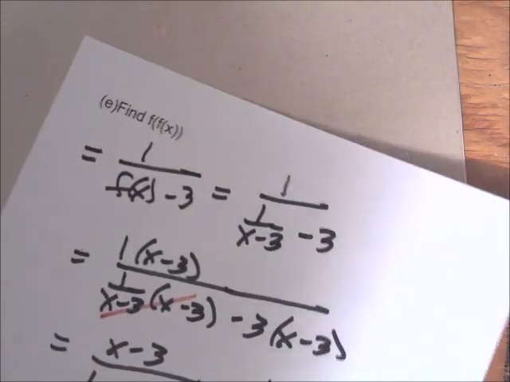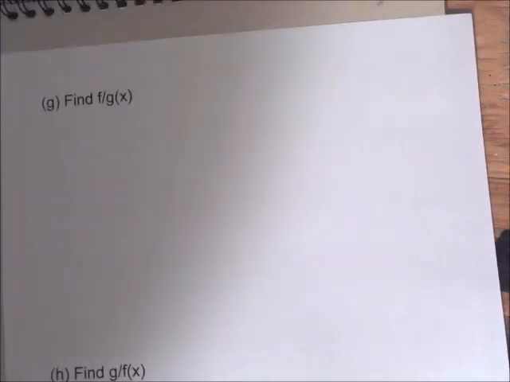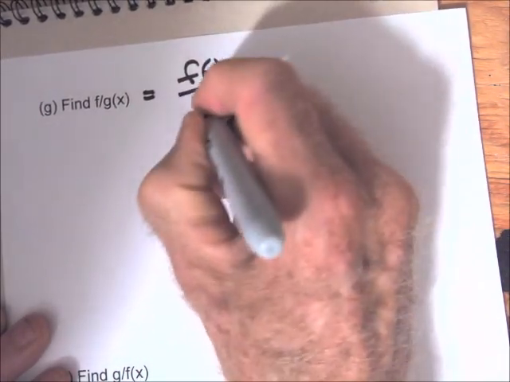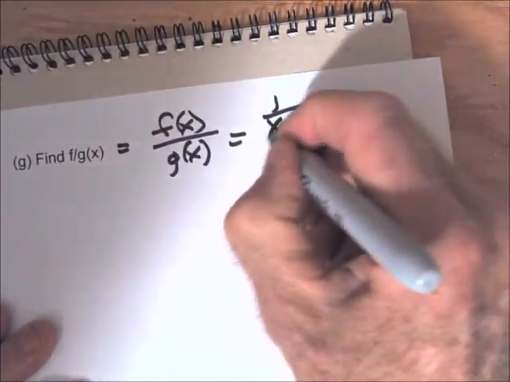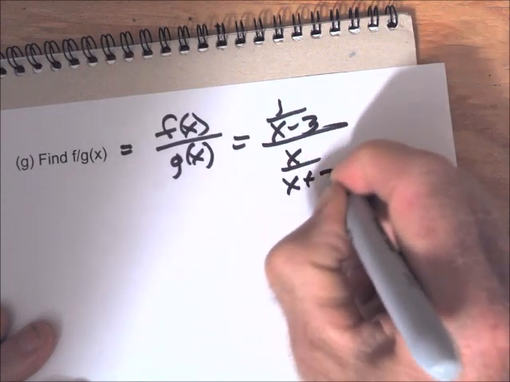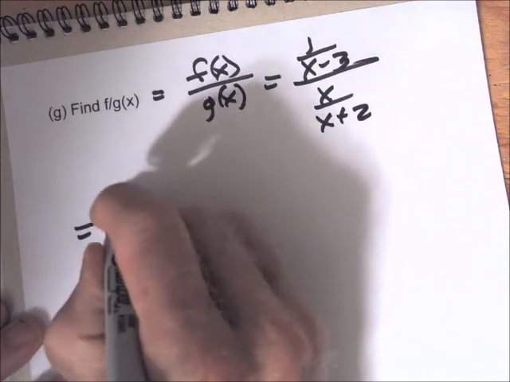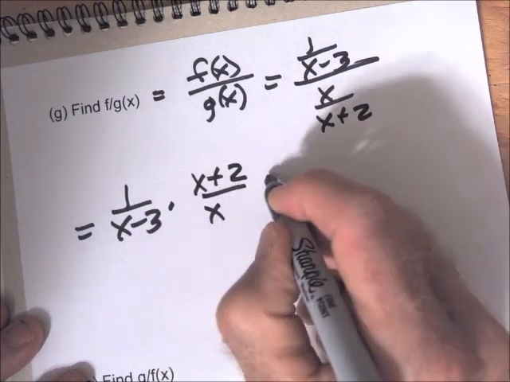We can also subtract two functions. We can multiply two functions. I won't go over all of these operations, but division is maybe a little bit more challenging. f divided by g of x, so that's going to be f of x divided by g of x. So it's going to be 1 over x minus 3 divided by x over x plus 2. And the way you divide by a fraction, you flip the bottom fraction, change it to multiplication. So 1 over x minus 3 times x plus 2 over x.